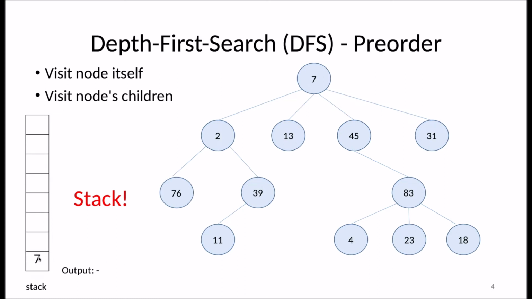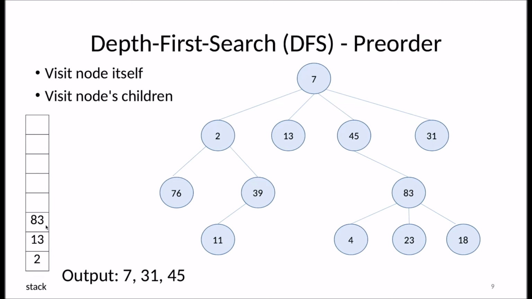So first I pop 7 off the stack. I output 7, that's the node I visit. And then I push 7's children onto the stack, which is 2, 13, 45, and 31. So these are now on the stack. Now I check again. Is the stack empty? It's not empty, so I pop a node off the stack, which is 31. 31 doesn't have any children, so no nodes get pushed onto the stack. Then again, I pop 45 off the stack. 45 has one child node, which is 83, so I push that onto the stack.